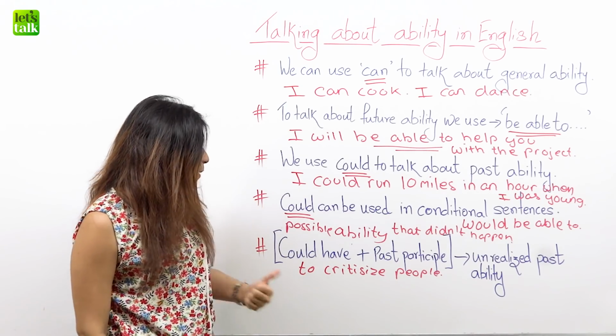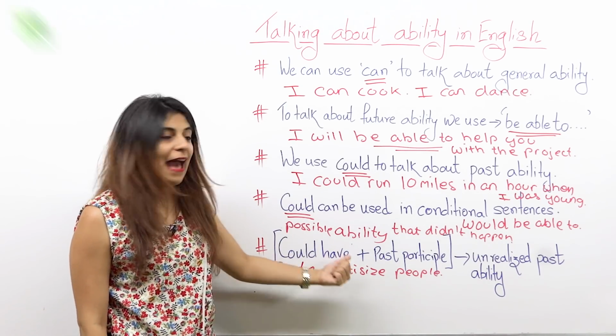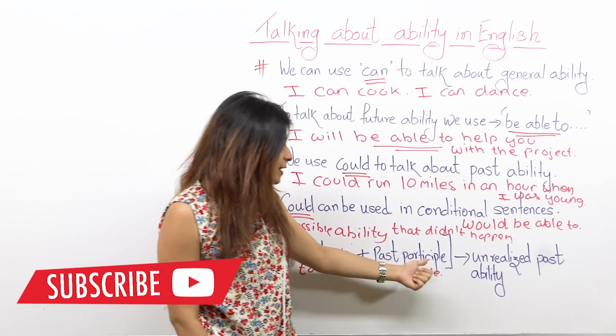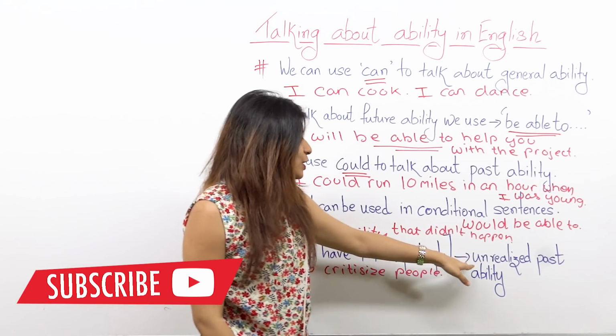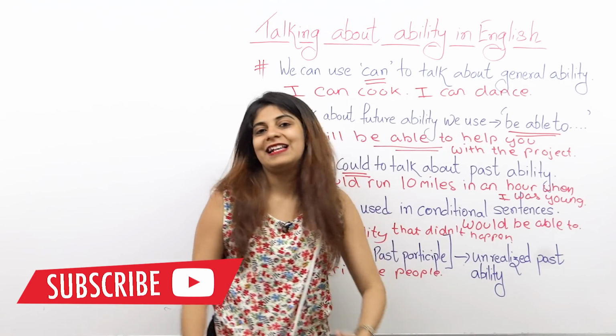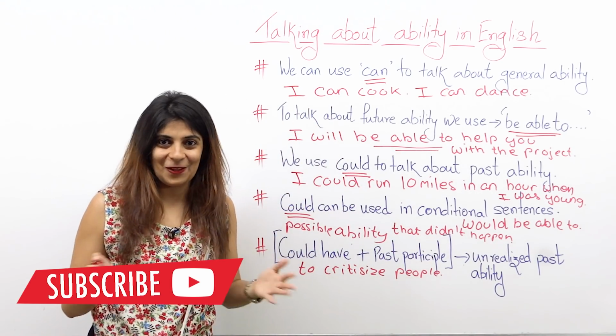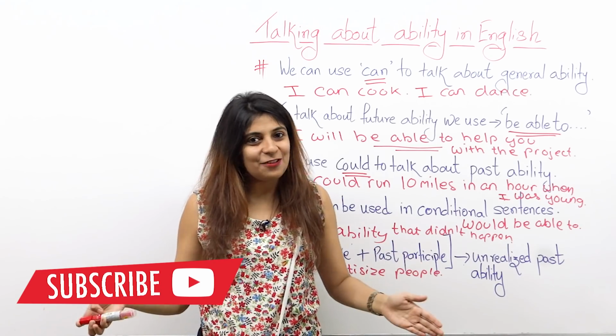And then the last one is the structure could have followed by a past participle is used to criticize people, and it is used to talk about unrealized past ability. Okay, so that makes it easy for you.